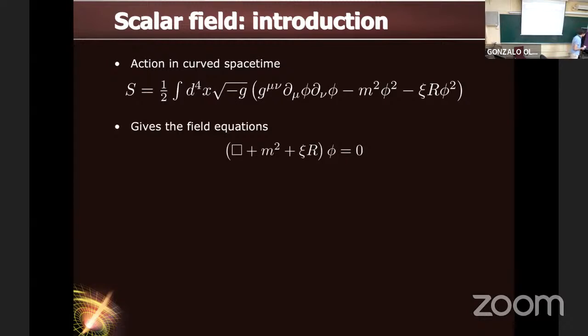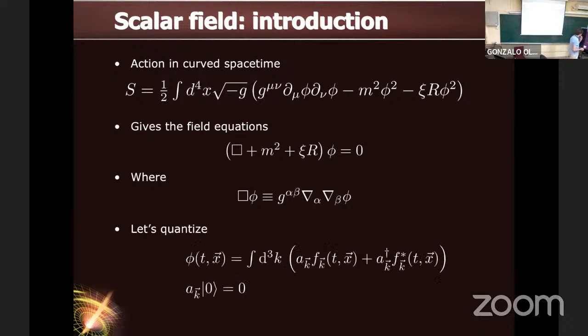with the extra term. And the box operator is just the generalization to curved spacetime of the wave operator. Okay, how do we make the theory quantum? We just expand the field in modes and create annihilation operators and define a vacuum state.